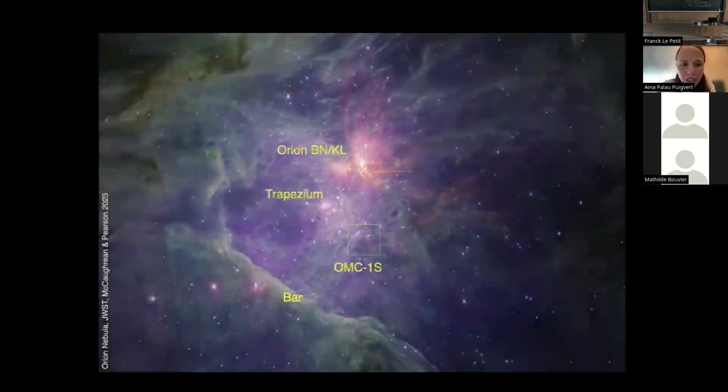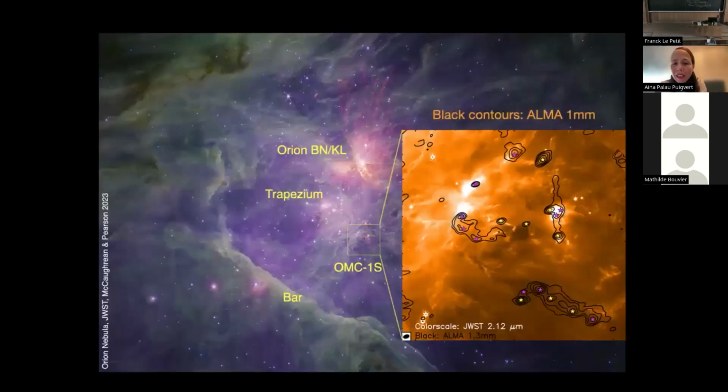So this is just the JWST view. In this inset, in the color scale, I'm showing the 212 micron JWST image, showing the complexity already of this cluster, but also in black contours, I'm showing the ALMA data that we took at 1 millimeter, showing that a number of these infrared sources are still embedded in millimeter dust emission.